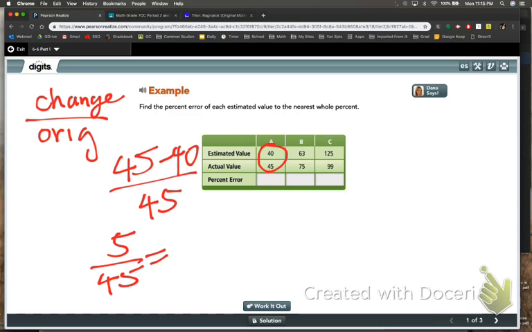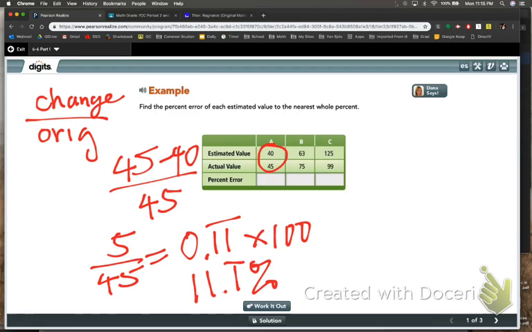You can just go ahead and type it in your calculator. I'm going to take my calculator out of my drawer. And that ends up being 0.11 repeating. But as we said before, we're going to multiply that by 100, so it's going to be about 11.1%. You could technically put that there. Now for the percent error, they say round to the nearest whole percent, so it's going to be approximately, with that little squiggle, 11%. So that would be the answer right there.